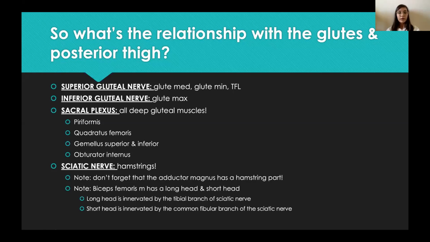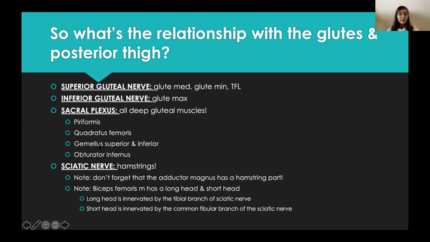And then all of our deep gluteal muscles can be grouped together, which is nice for study purposes. All of those muscles are going to be innervated by a more broad sacral plexus, which I'll dive into a little bit more for those of you who want to understand that. But as far as studying goes, we just have to know that the sacral plexus innervates those muscles. Those deep ones are the piriformis, quadratus femoris, gemellus superior and inferior, and then the obturator internus.